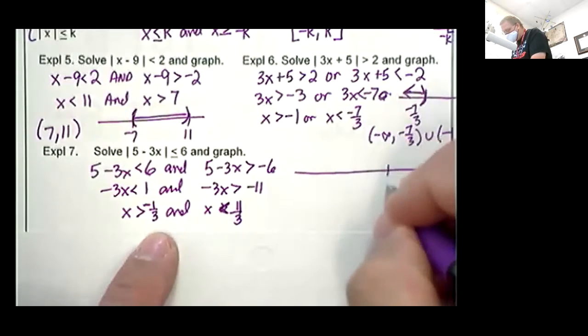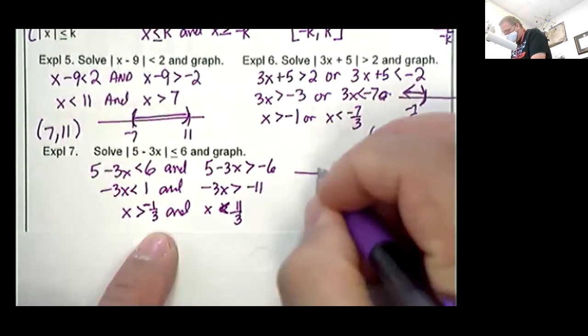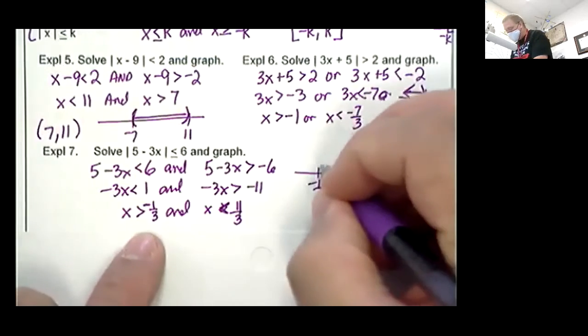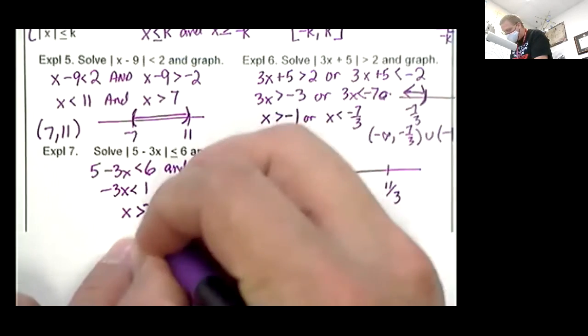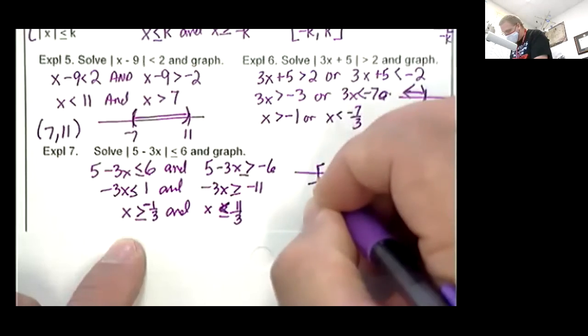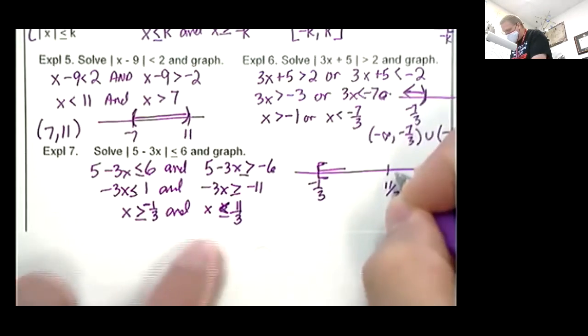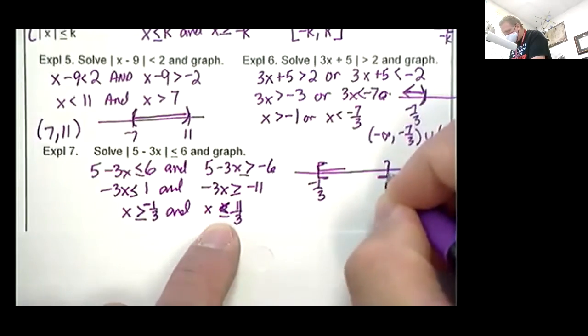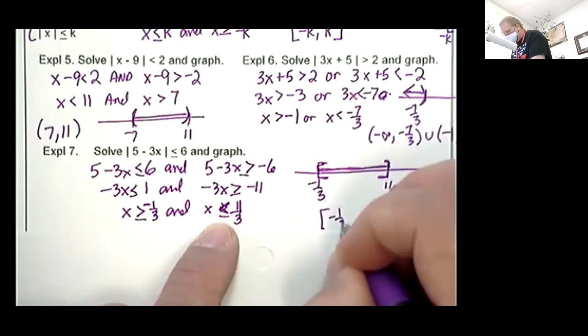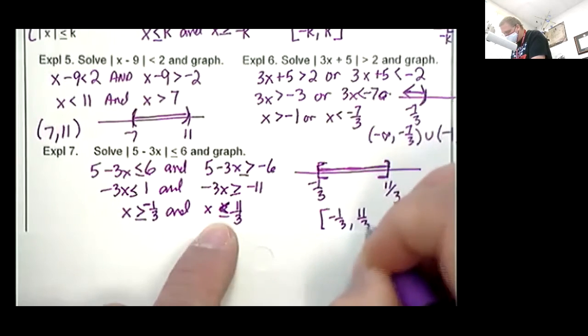Notice 11/3 is going to be a positive number. Negative 1/3 is to the left. At negative 1/3, we're greater than or equal, so we are included. Missed that. So this is a bracket going to the right. At 11/3, we have a bracket going to the left. Therefore, our solution set is negative 1/3 to 11/3.